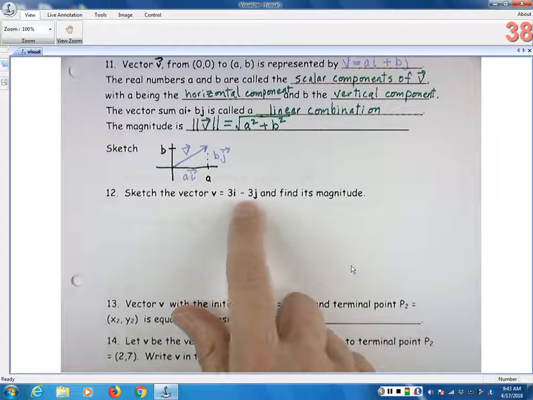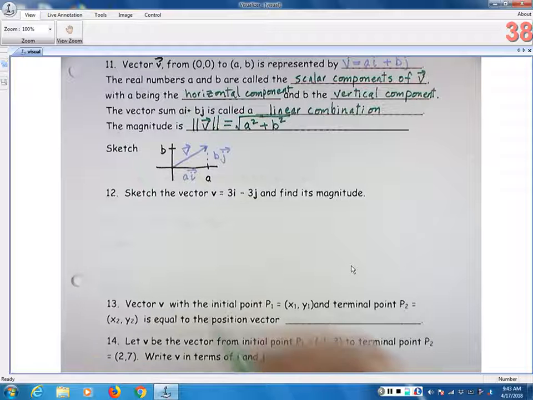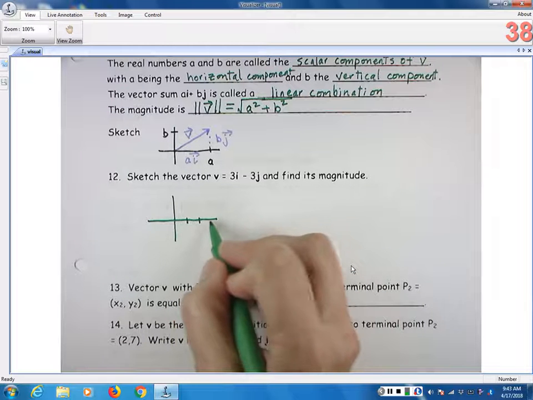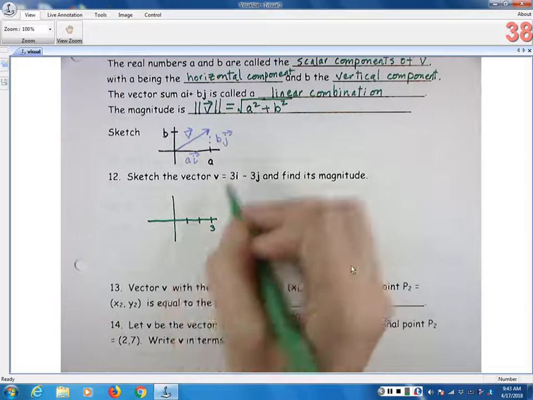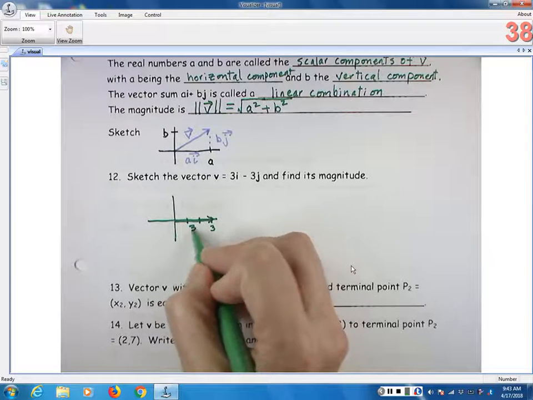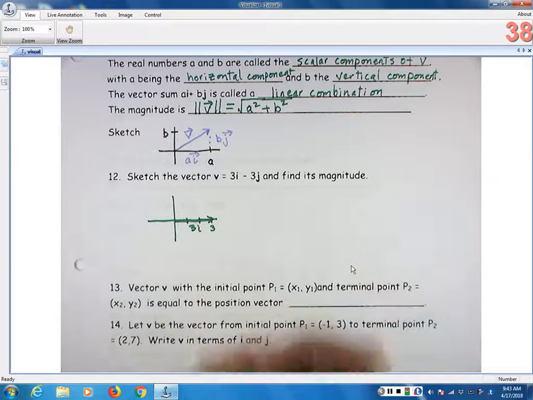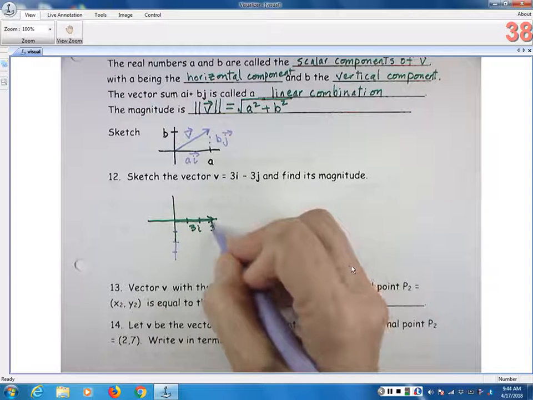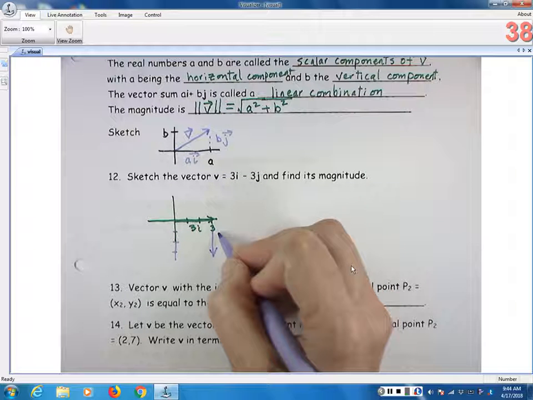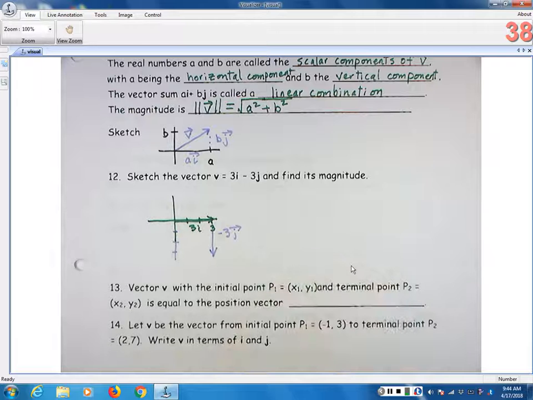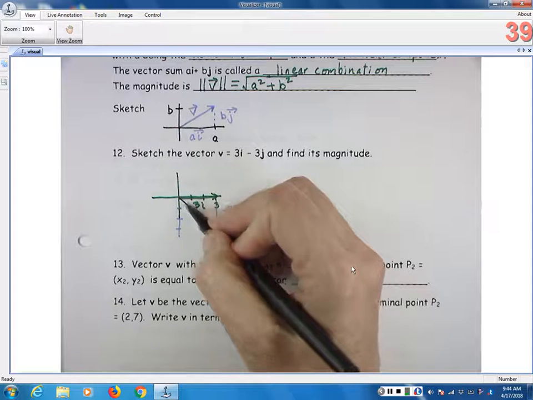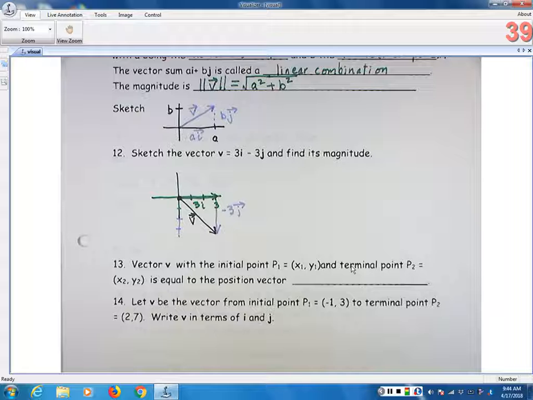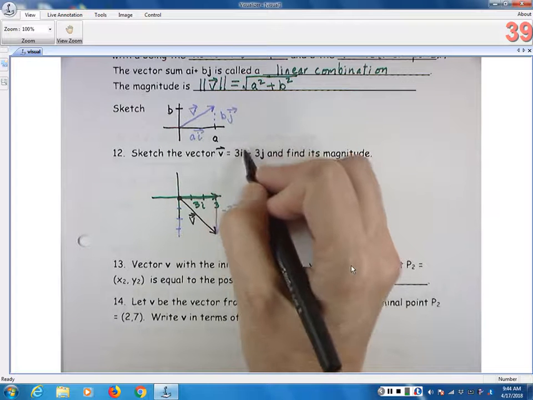Sketch the vector 3i minus 3j and find its magnitude. Okay, so we want to sketch. 3i will be 1, 2, 3. So here's 3i. Minus 3j, 1, 2, 3. We have to move it this way. And here's our vector v. v equals 3i minus 3j.